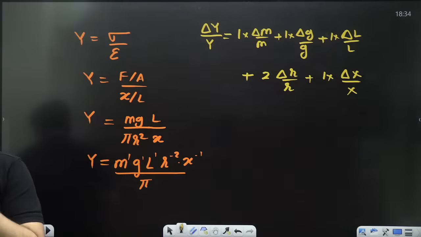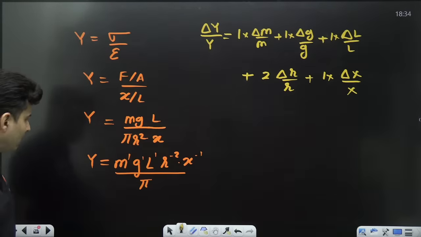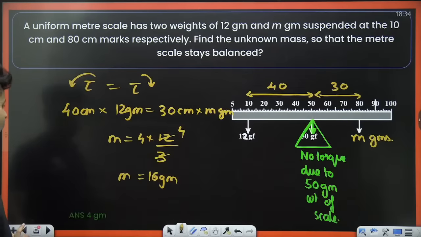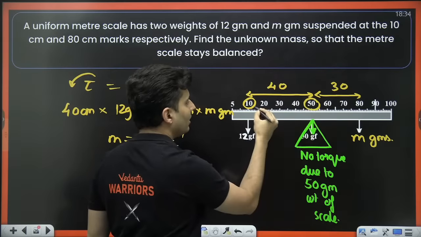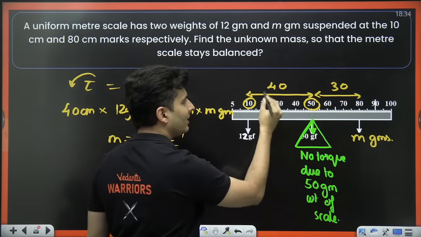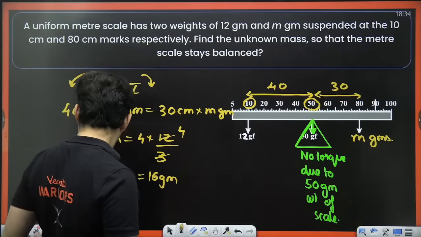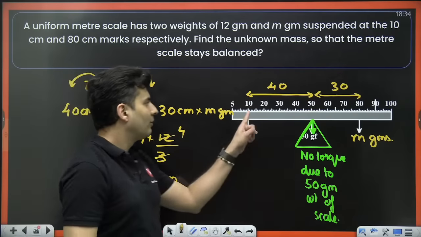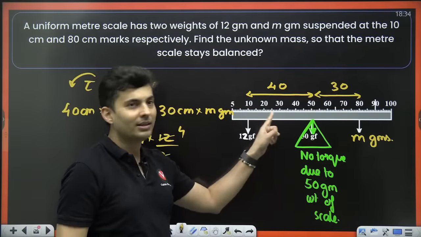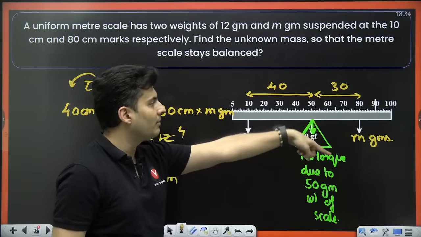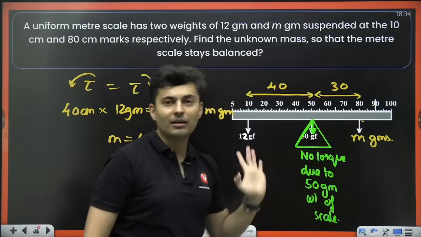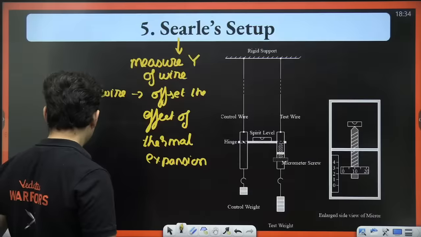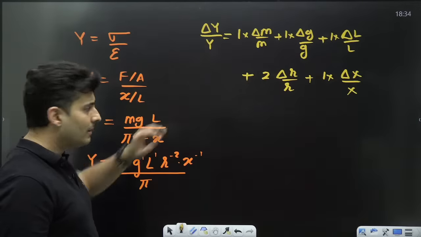Okay. How do we get 40 centimeter in the meter scale example? That was very straightforward. This is at the 10 centimeter mark. This is at 50. So 10 and 50, what is the difference? 40, right? So from the pivot point, how far are you? 30. This was the 80 centimeter mark from 50. So what is the distance between 50 and 80? 30. I hope that is very, very clear. Is this point clear, my dear students?